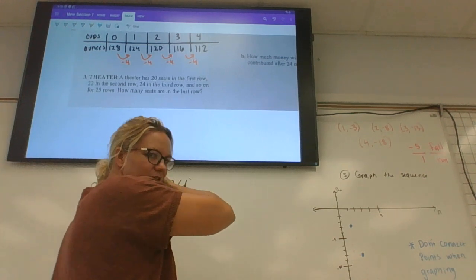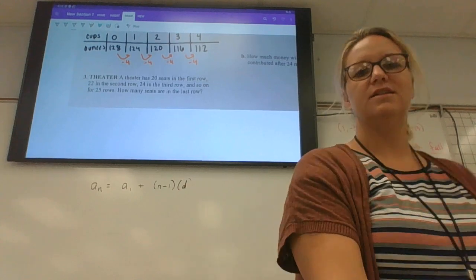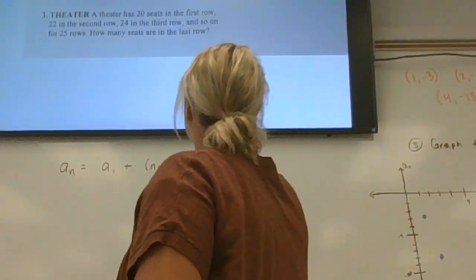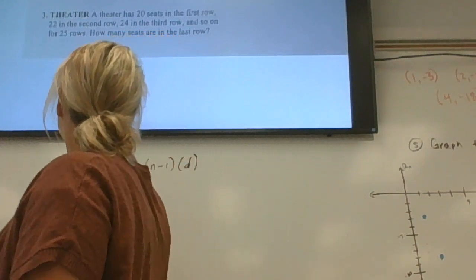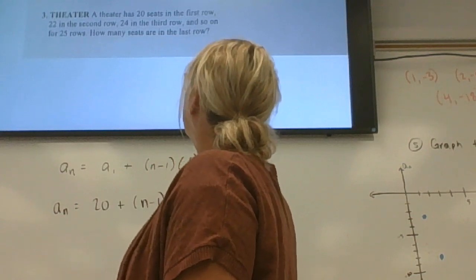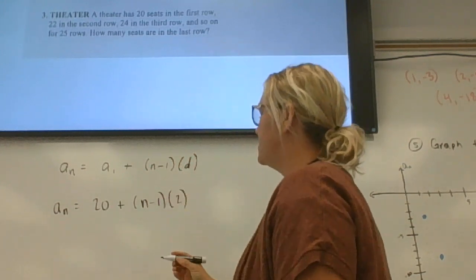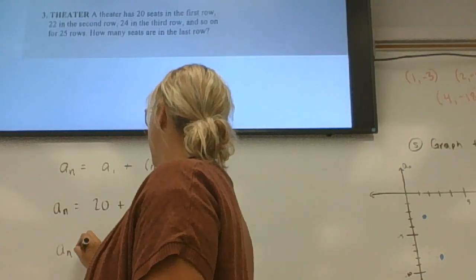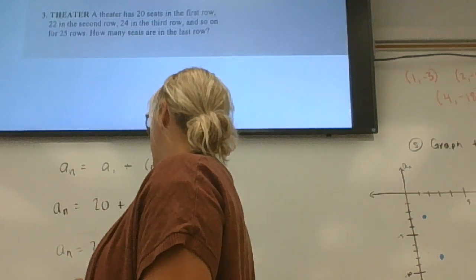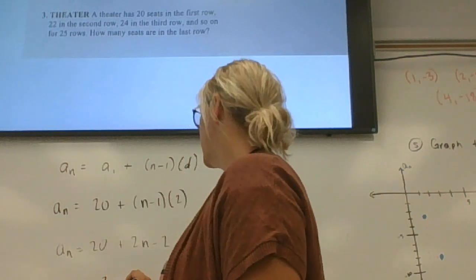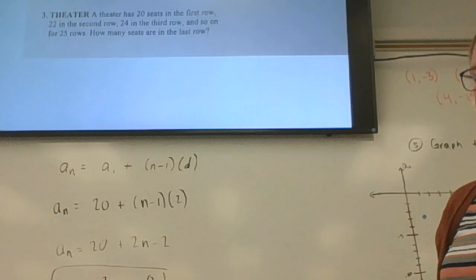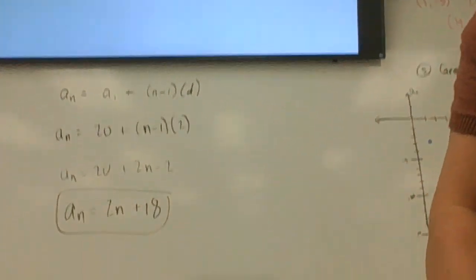This theater seating is the one I usually put on the test. Some version of this. So our first row is 20 seats. Every row goes up by 2. Rewrite your equation. And the equation that shows the seats would be a_n equals 2n plus 18.